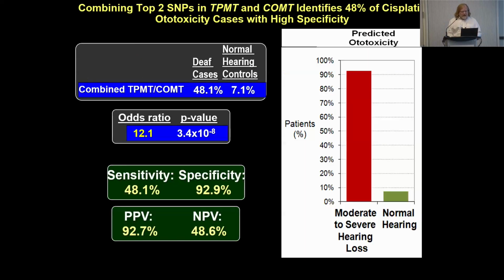And we looked at combining the top 2 SNPs in both genes and could show that we could identify about half of the cases of ototoxicity with these markers, which isn't that great, but we could do it with a very high specificity of about 93%. So if you had the variants, you were going to go deaf, or at least you were going to need hearing aids. But that didn't mean that if you didn't have the variants, you wouldn't have hearing loss from some other cause. And so this was not all of the story, but it was part of our early story.